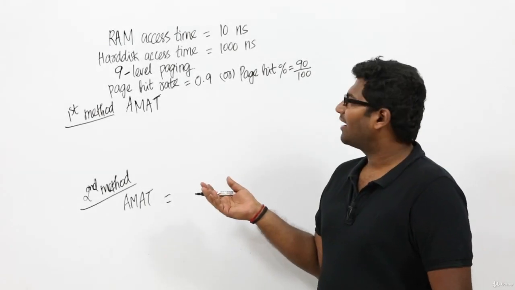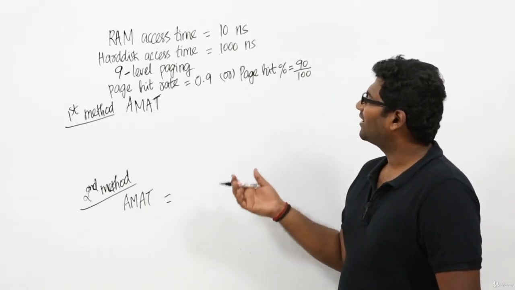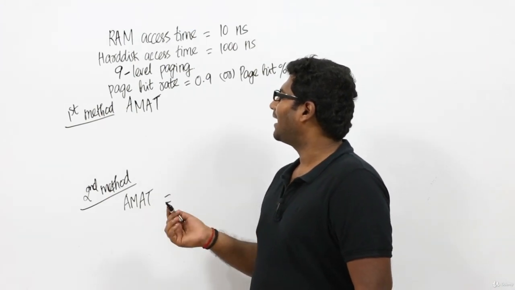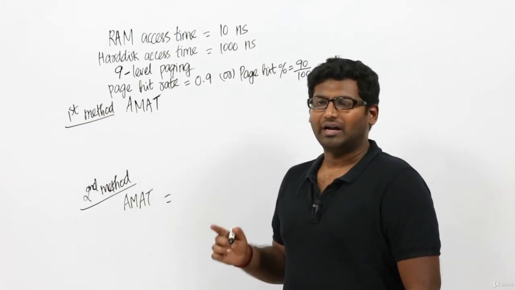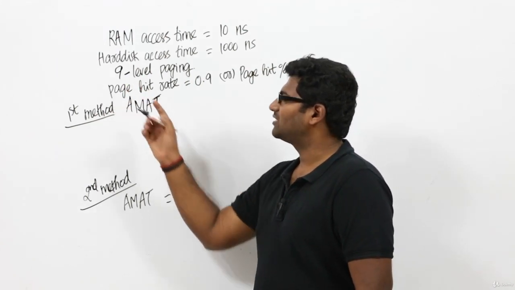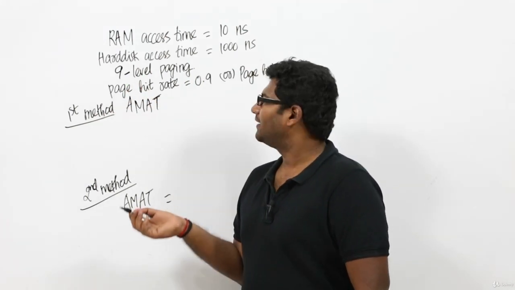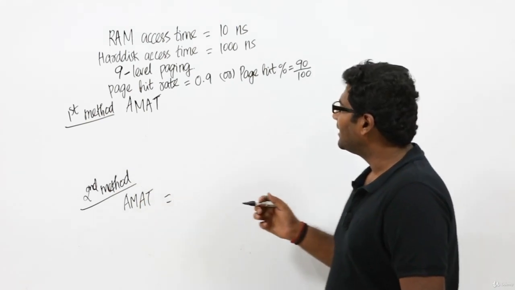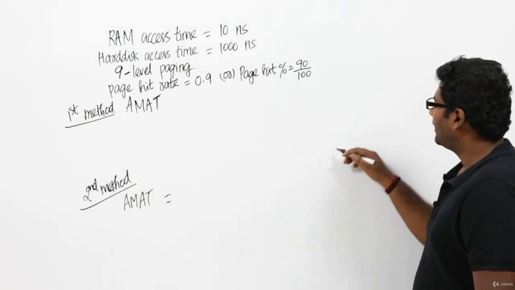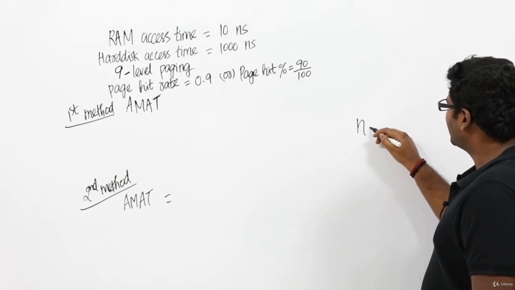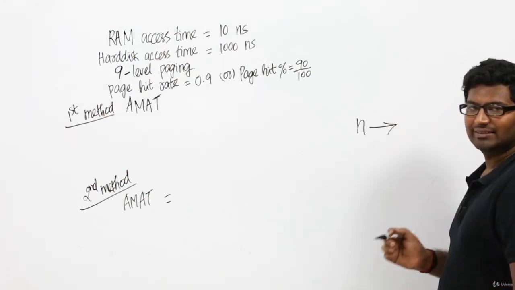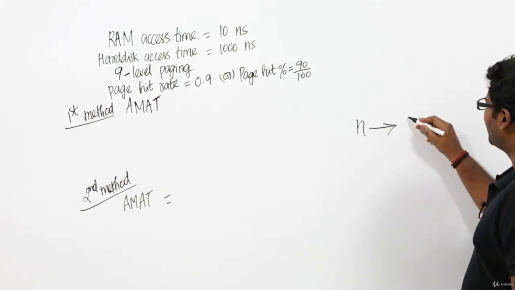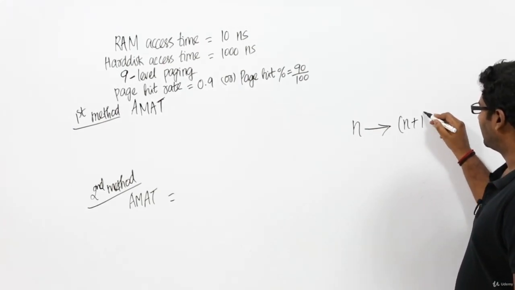Let's see this. I have taken the same problem, but I have changed the number of levels of paging. Previously, I had only 2 levels of paging. Now I have changed this to 9 levels of paging. The intention behind taking this big number is you need to understand one point. In case I have n levels of paging, then the total number of memory accesses, RAM accesses I need in order to access a byte is nothing but n plus 1.